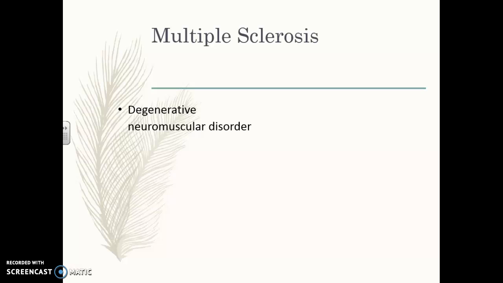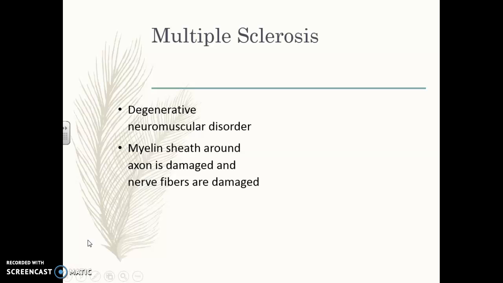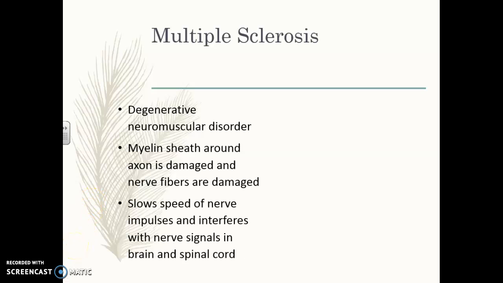This is a degenerative neuromuscular disorder, which means it will get worse over time. It involves neurons and muscles. So the myelin sheath around the axon is damaged, and then some of the nerve fibers are damaged. So what does that involve? This is the insulation that makes messages go faster. So it's going to slow the speed of nerve impulses. It interferes with nerve signals in the brain and the spinal cord.